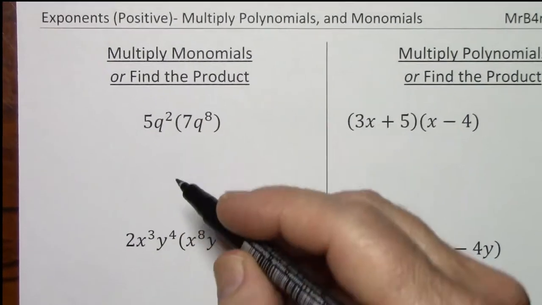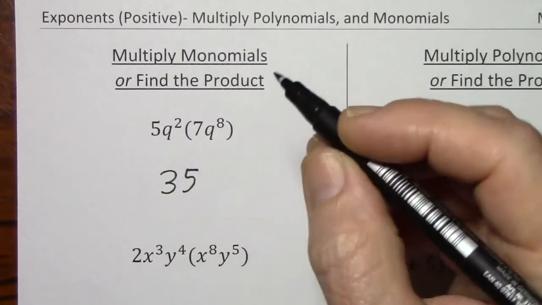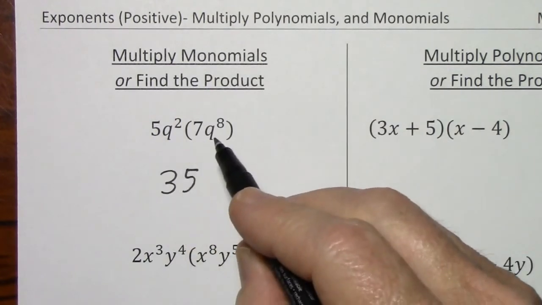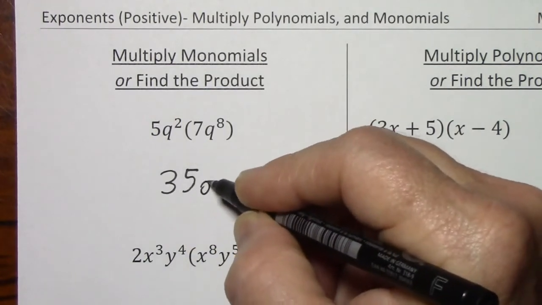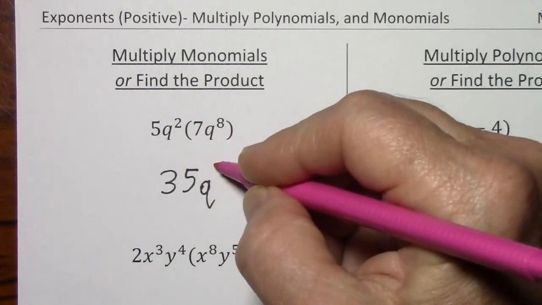Here we have 5 times 7, and for multiplying the q's, we can simply add exponents.